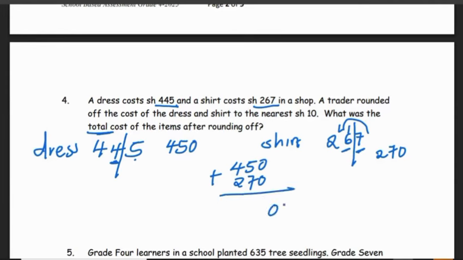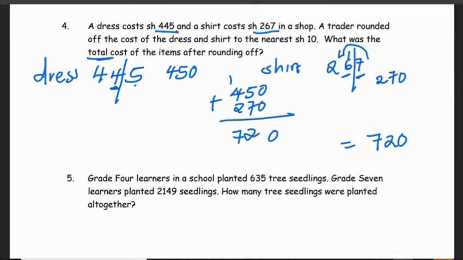Now let's see what is going to be our answer. 0 plus 0 is 0. Then we have 7 plus 5. That will give us 12. And then I carry the 1. 4 plus 1, that is 5, plus 2, that is 7. And our answer here is 720. Let's go to the next question.